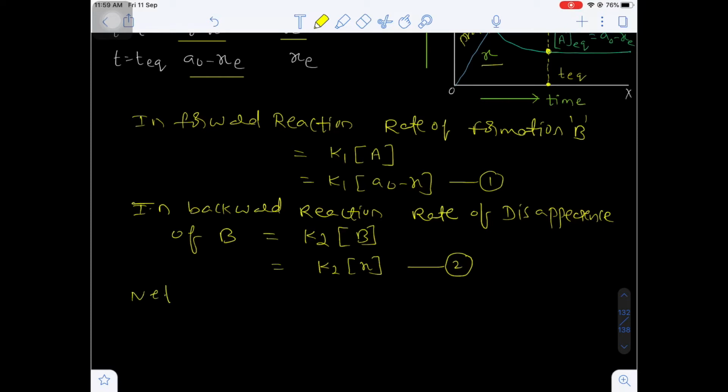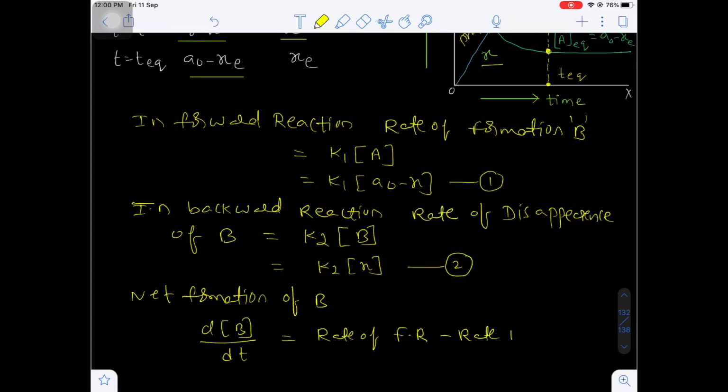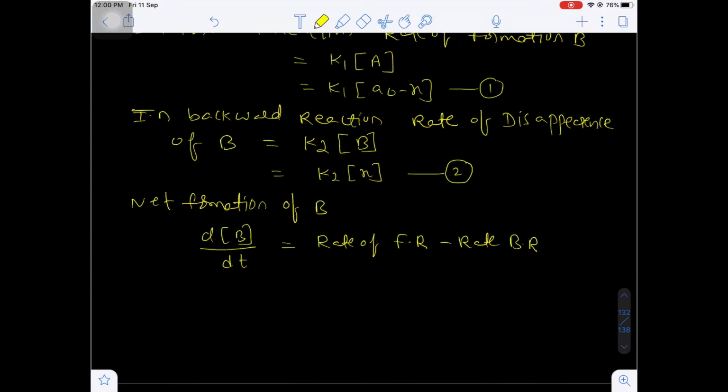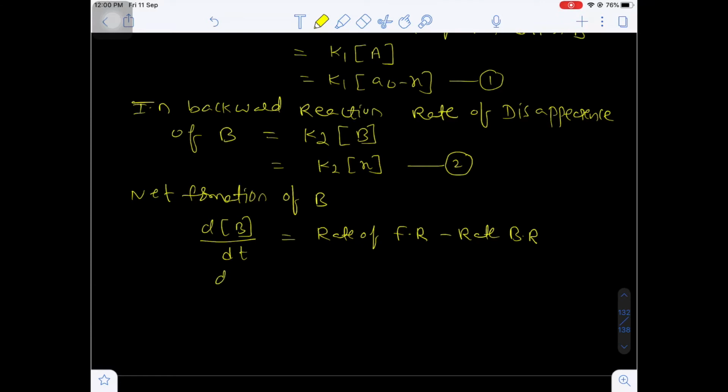So what I am trying to write here is the net formation of B. The net rate of formation of B, dB by dt, will be equal to the rate of forward reaction minus the rate of backward reaction. Are you getting my point? Now here dB by dt, what is the rate of the forward reaction? K1 times (A0 minus X), minus the rate of the backward reaction. What is the rate of the backward reaction? K2 times X.